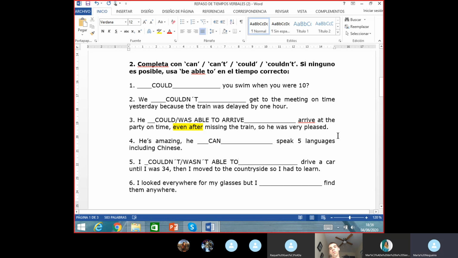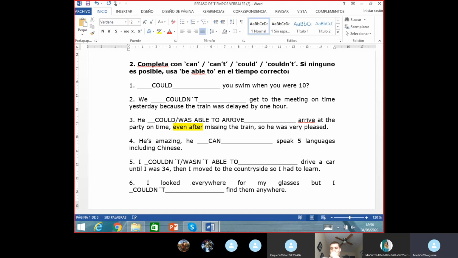6, I looked everywhere for my glasses, but I couldn't find them anywhere. Ok. Podéis hacer captura, o sea, no dudéis en hacer captura, que no me molesta ni nada de eso. Si alguien quiere hacer captura de alguna cosa, no digo de este ejercicio, de lo que sea, pues lo hacéis, ¿vale?